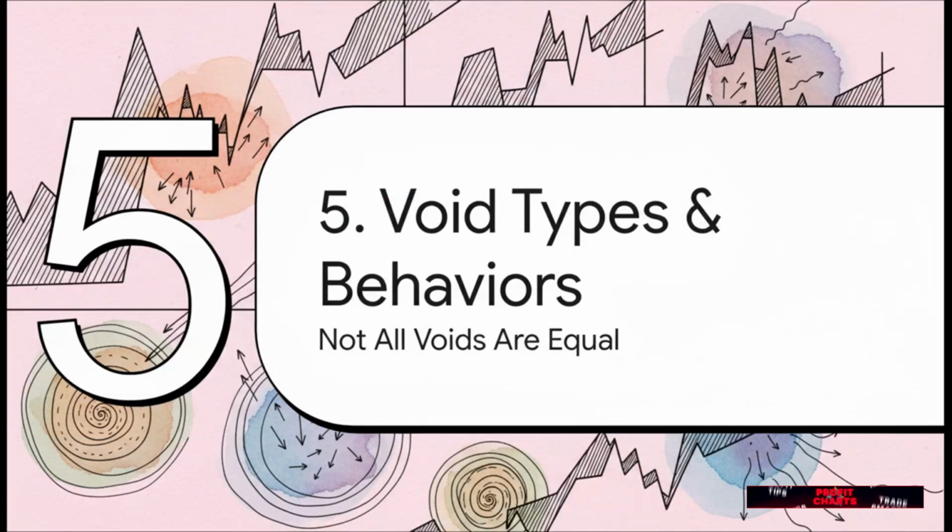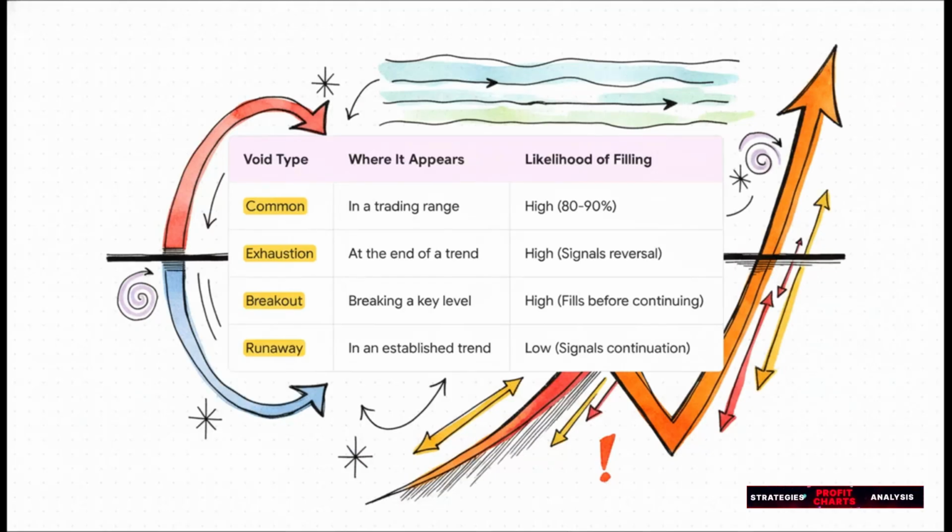All right, let's add one more layer of skill to this. Just like not all trends are the same, not all voids act the same way. Where a void shows up in the bigger picture, in the overall market structure, tells you a whole lot about what it's likely to do next. This table breaks it down perfectly. Think of these as the 4 main personalities of voids.